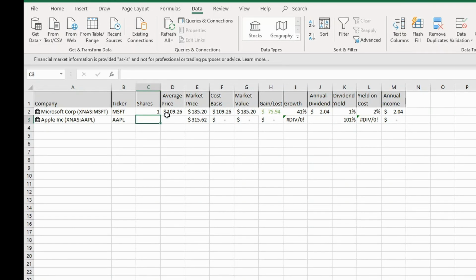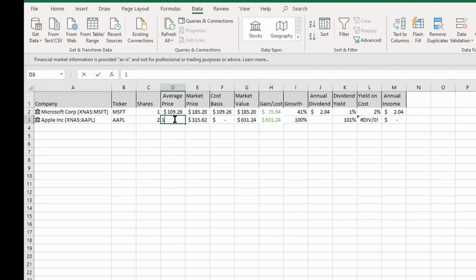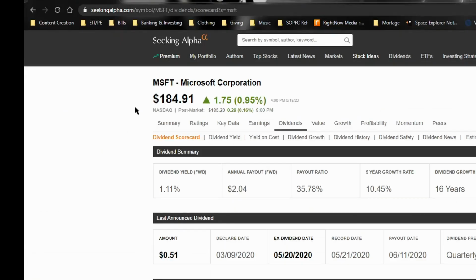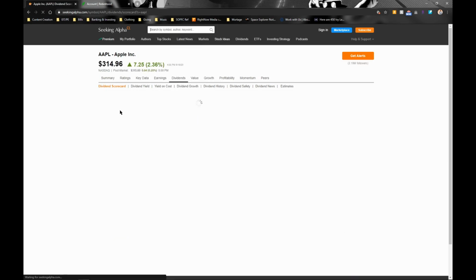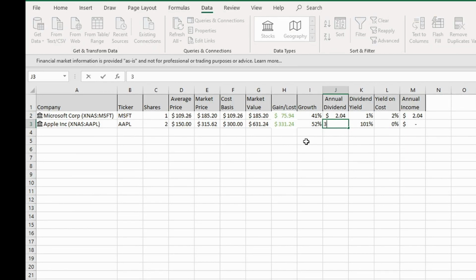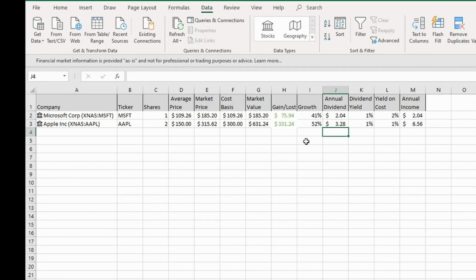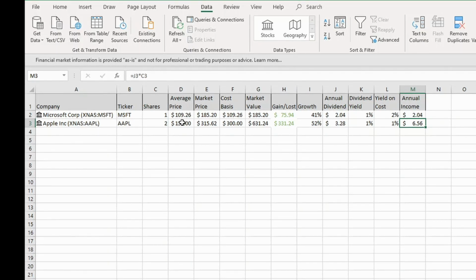So if we say, for example, I have 2 shares of Apple, and I bought them at $150 each. Boom, it'll fill in all that stuff. For the Apple dividend, we can come in here in Seeking Alpha and just say Apple, which I can't spell. Go to Apple, boom. We see their dividend is $3.28 and their yield is 1.07. So 3.28, 1.07, boom. All that information gets filled out for you. So that's just the way that you do all of this stuff.